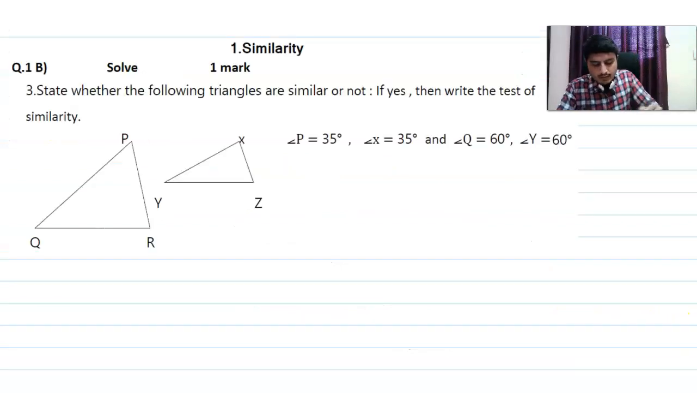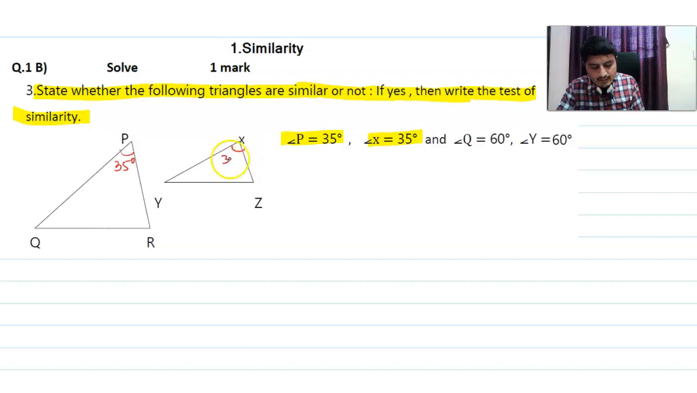Now look at question number 3. State whether the following triangles are similar or not. If yes, then write the test of similarity. We have been given angle P equals 35 degrees, so I am writing the value of angle P equals 35 degrees on the figure. Angle X is equal to 35 degrees. Next to it, angle Q equals 60 degrees, and angle Y equals 60 degrees, so I am writing on the figure angle Y equals 60 degrees.